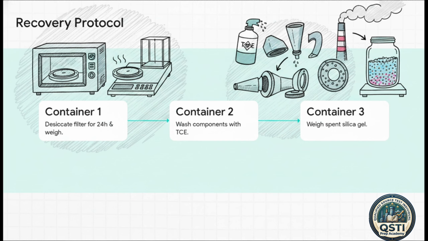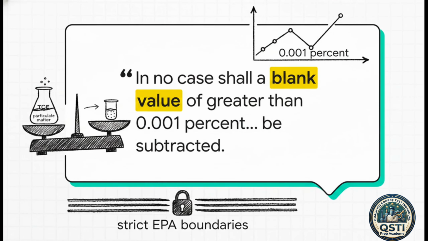Container 2 is your wash container. You're going to use TCE to carefully rinse the probe nozzle, the liner, the pre-collector cyclone if you used one, and the front half of the filter holder. Finally, container 3 is your silica gel, which is simply a way to figure out how much moisture you pulled from the stack. Now, this specific rule brilliantly illustrates the strict boundaries the EPA puts on you during analysis.